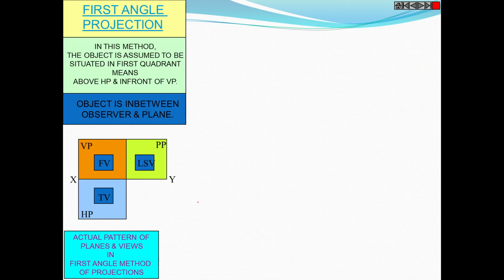So how exactly do we draw the orthographic views, that is the front view, top view, and left hand side view or right hand side view? Left hand side view means you are looking towards the object from the left side. If you are looking towards the object from the right side, you get the right hand side view. If you are looking from the left hand side, you get the left hand side view. So how to draw those views, we'll see in this slide.